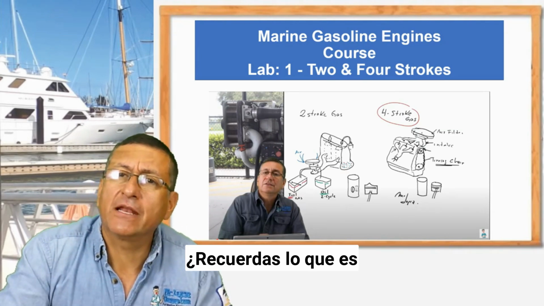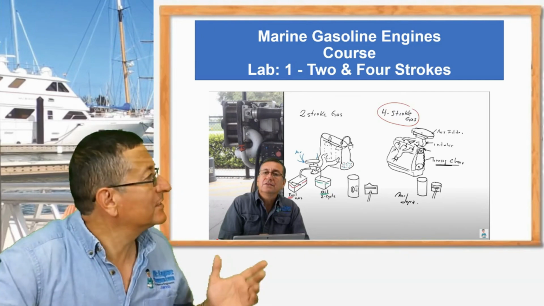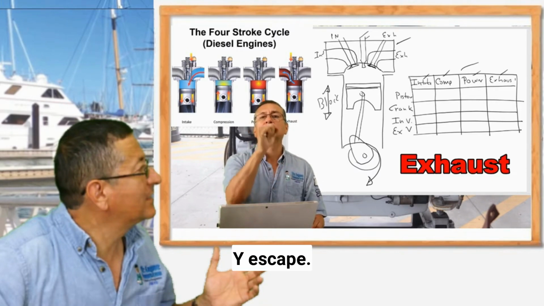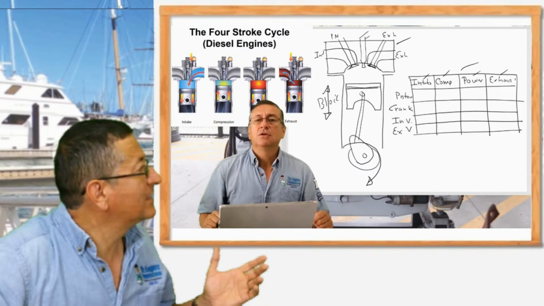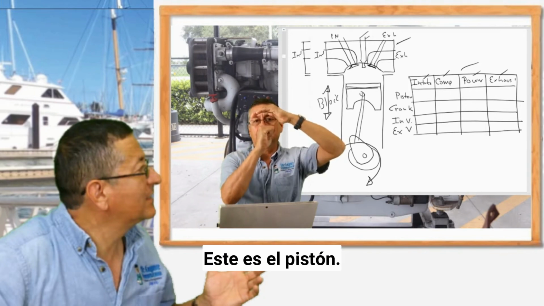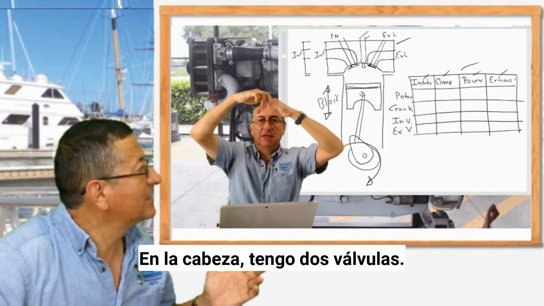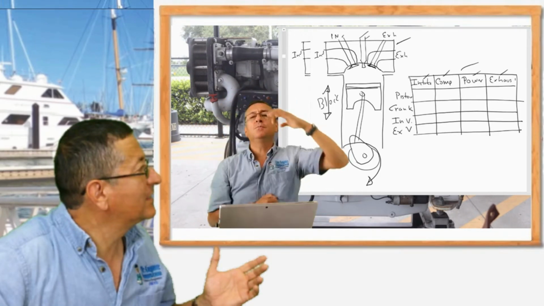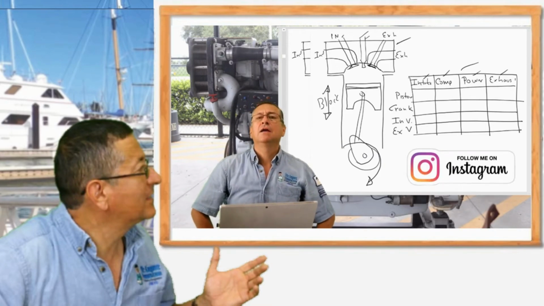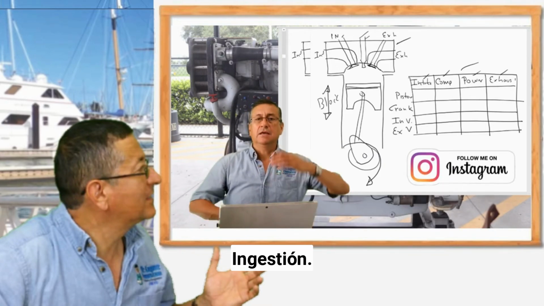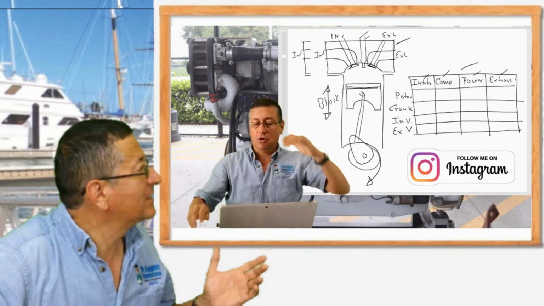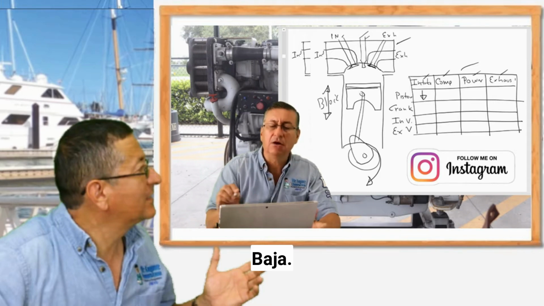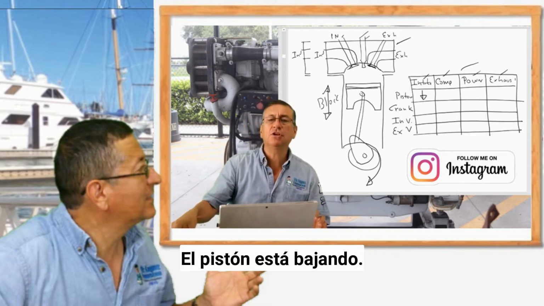You remember the explanation about the meaning of 4 strokes? Intake, compression, power, and exhaust. Those are the typical 4 strokes. Suppose that this is the head and this is the piston, and in the head I have 2 valves, intake valves and exhaust valves. Suppose that I am going to start with the intake, when the piston is going down.